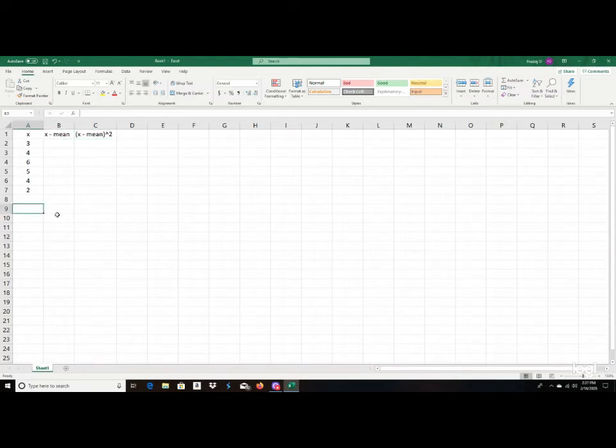Okay, so for step 1, I'm just going to do the mean, or Excel knows it as the average. I'm not going to type in each number. I'm going to be lazy and just highlight those cells, from A2 to A7. Once I find the average of that, I should get 4, which I do. So there's my mean of 4.